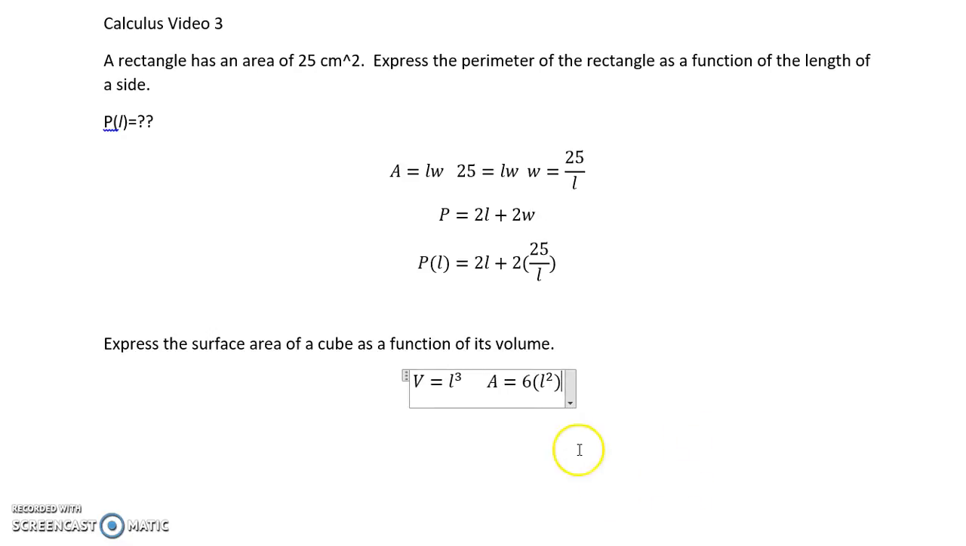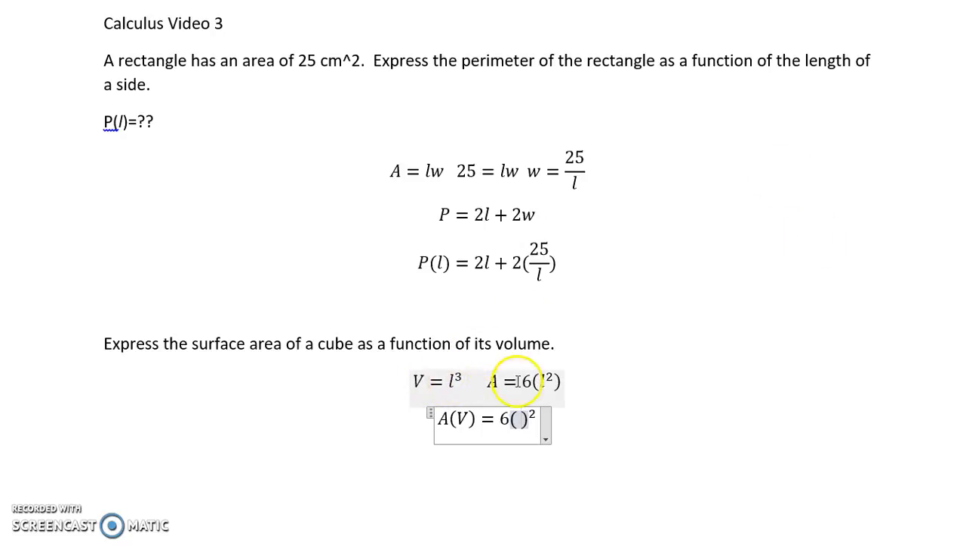So now they want us to express the area, the A, as a function of V. So I want to be clear about this at this point. We're trying to do A as a function of V. And right now A is 6L squared. If I was to type that, that's what's going on. But I don't want L here. I'm going to have to replace L with some V.